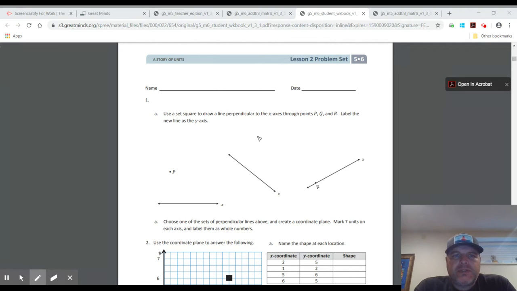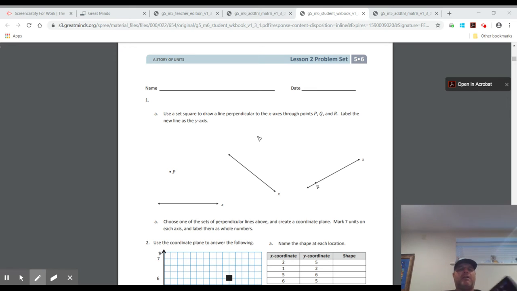We're going to have to use a set square to draw a line perpendicular to the x-axis through points P, Q, and R. Label the new line as the axis. So a square is just anything that's shaped like a square. You can use a ruler or any straight edge that you happen to have at your house.